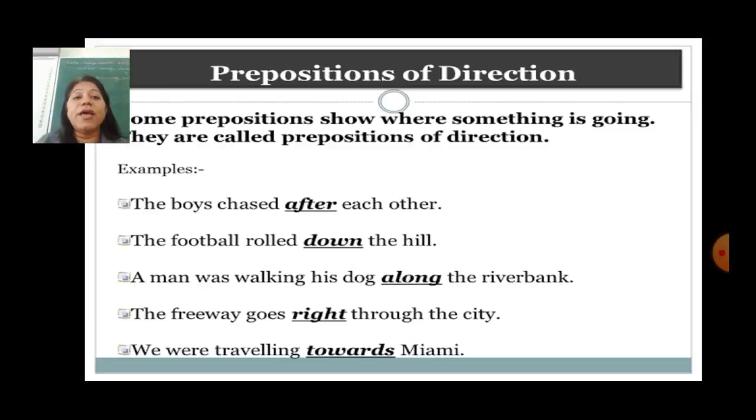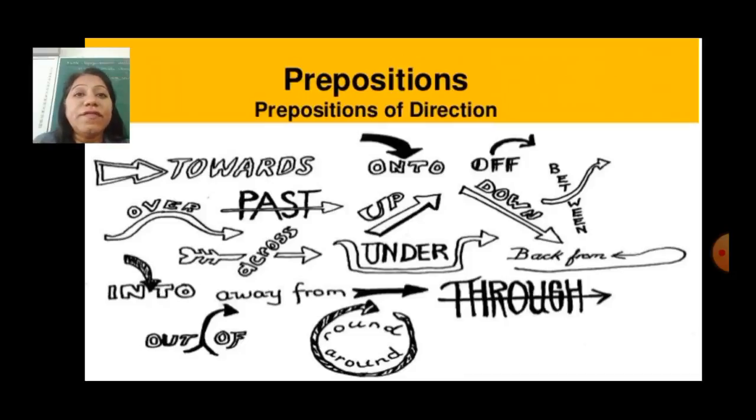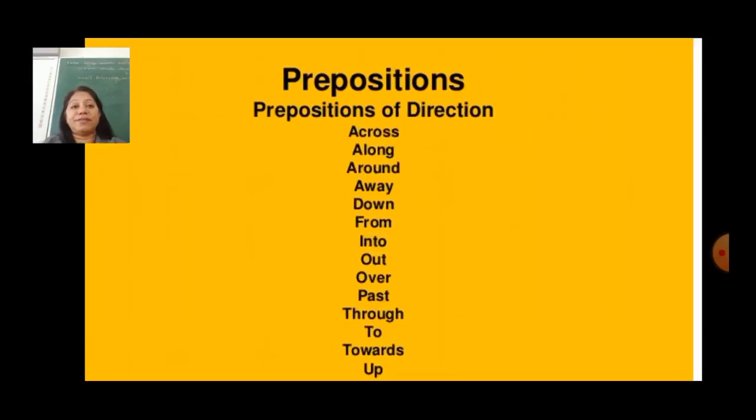Now, next is preposition of direction. Some prepositions show where something is going. They are called prepositions of direction. For example, the boys chased after each other. The football rolled down the hill. The man stopped walking his dog along the river bank. The freeway goes right through the city. We're traveling towards Miami. So you can see the words which are used as directions are towards, over, past, across, into, away from, under, through, back from, down, etc.